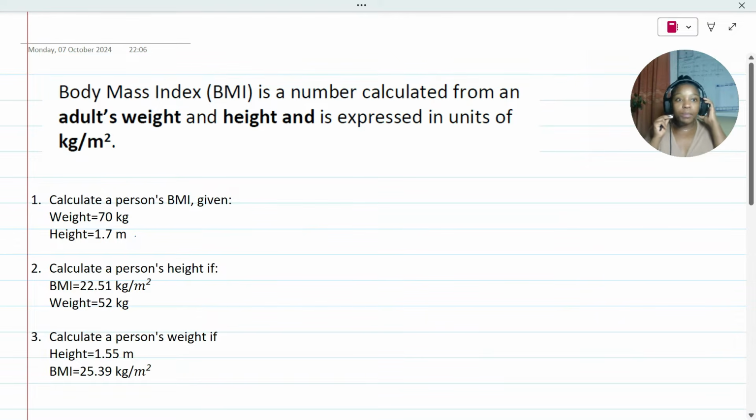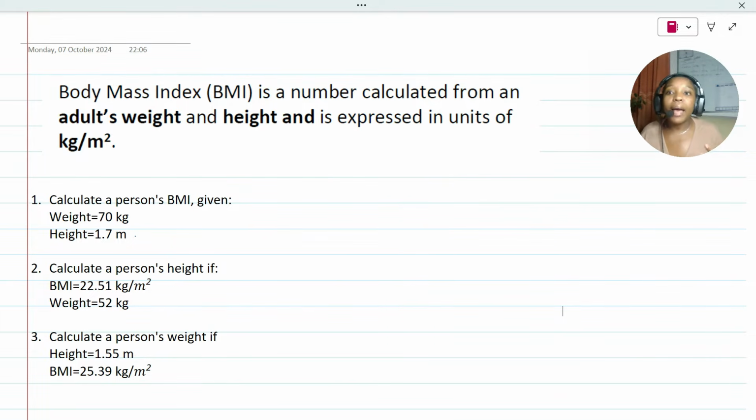So what is BMI? BMI stands for Body Mass Index. It is a number that is calculated from an adult's weight and height, and it is expressed in units of kilograms per meter squared. So when we're calculating a person's BMI, we're just trying to determine a number, and that number is expressed in the units of kilograms per meter squared, and we use that number to help us determine a person's weight status.